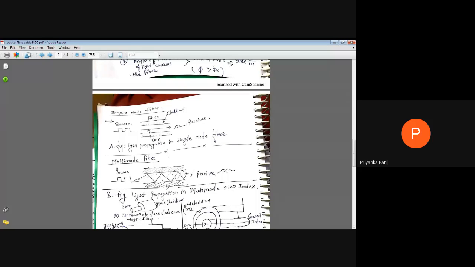This is the example, or the reflection, of a single light propagation in single mode. There is a source, meaning a sender. When the sender generates the signal, it travels through the cable or core, which has the cladding. After that, the receiver receives the signal. The critical angle of incidence is highly focused on the light beam, which is nearly equal to 90 degrees. This is the example of the single mode propagation fiber.